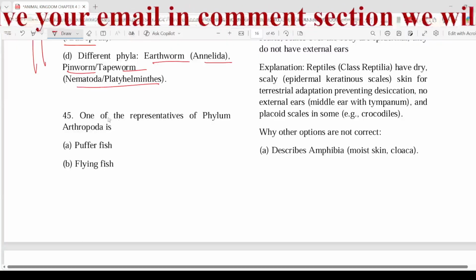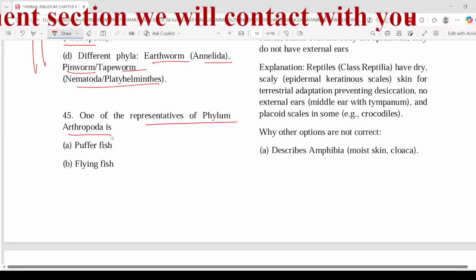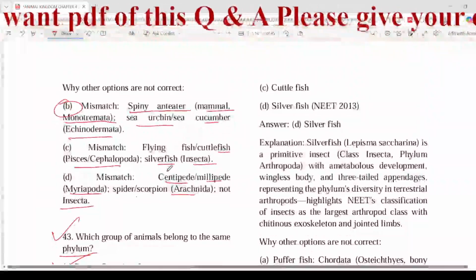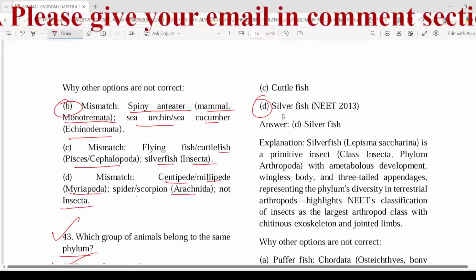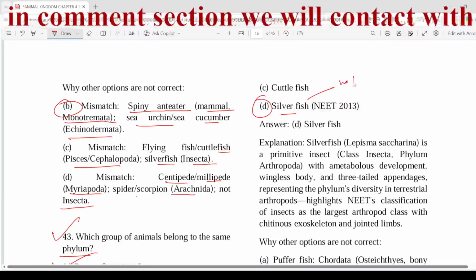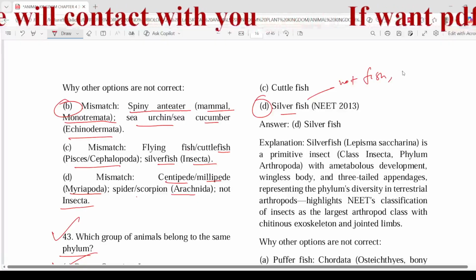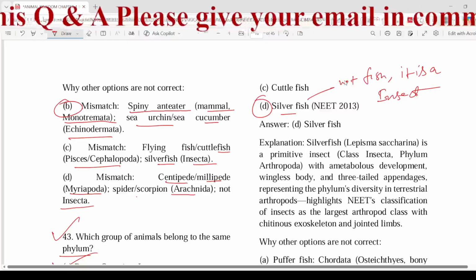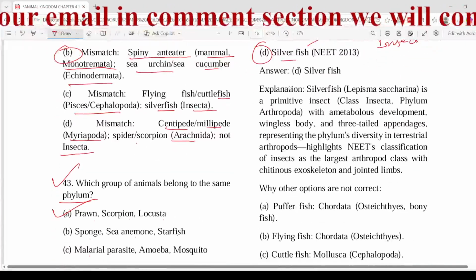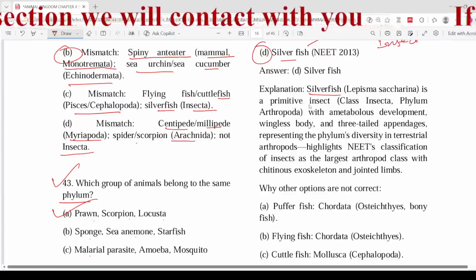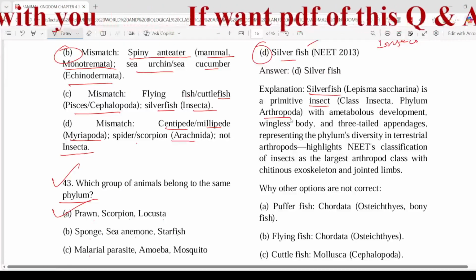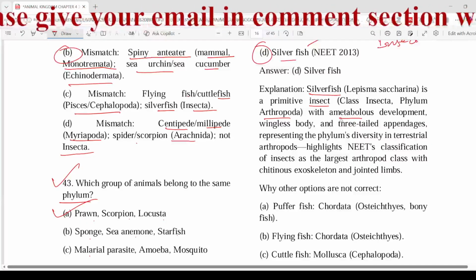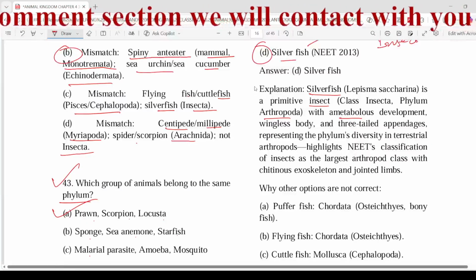One of the representatives of Arthropoda is: pufferfish, flying fish, cuttlefish, and silverfish. So the silverfish is not a fish. It is an insect. So the correct explanation: silverfish is a primitive insect. It belongs to the arthropods, but it is known by the vernacular name silverfish. So this is the correct explanation.